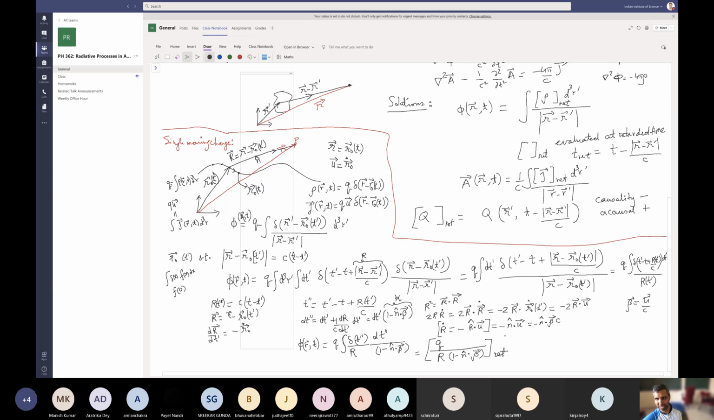The vector potential calculation proceeds in almost the same way. Because instead of q, you have q u by c, but everything else is more or less the same. And the main thing is this delta function manipulation. So your A of r and t, the vector potential, is in a similar way given by q beta divided by R times 1 minus n hat dot beta.